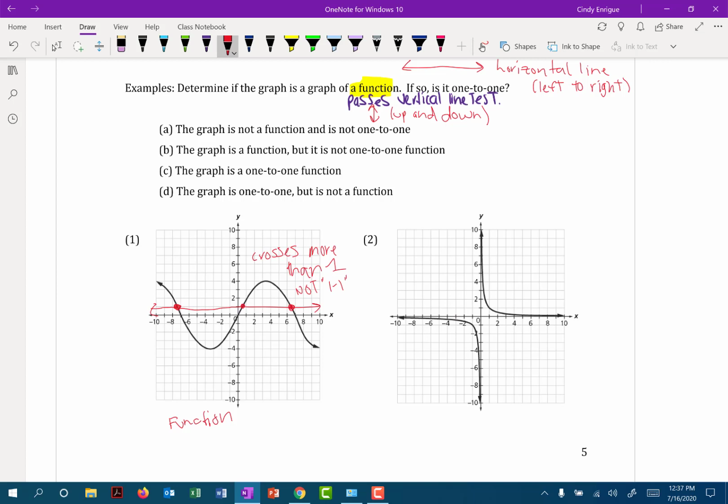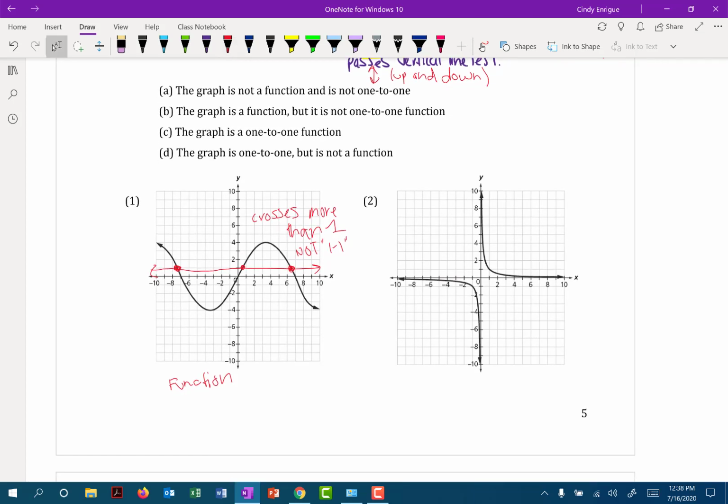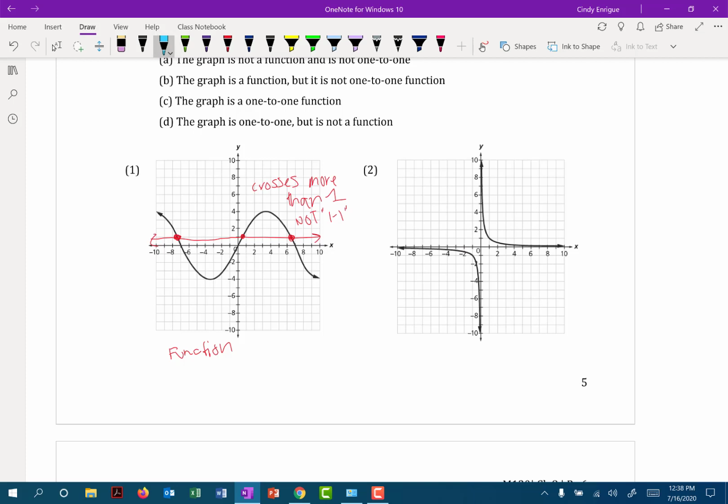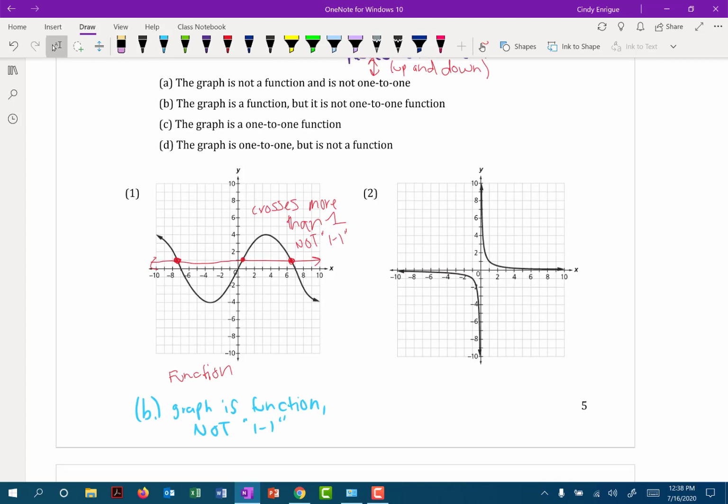So let's look at our options again. The graph is not a function and is not one-to-one. No, we know it's a function. Part B, the graph is a function but is not one-to-one. So that's exactly what our option is going to be. So our option is B. Graph is function, not one-to-one.